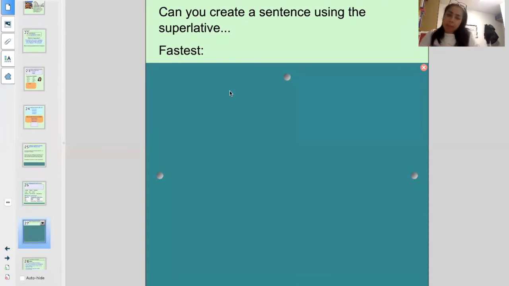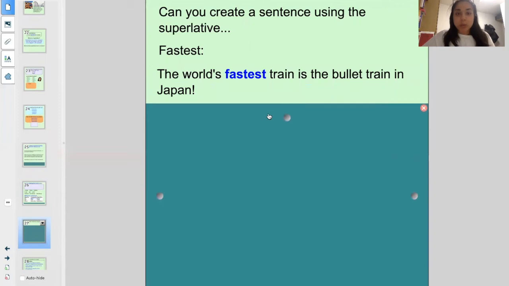So in your main activity, you will be asked to create sentences using superlatives. So can you have a go at using the superlative fastest in a sentence? Pause the screen and have a go, and I will share a sentence with you. Great. This was my sentence here. The world's fastest train is the bullet train in Japan.